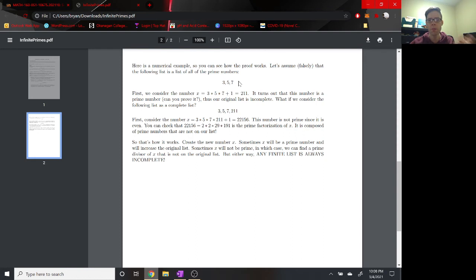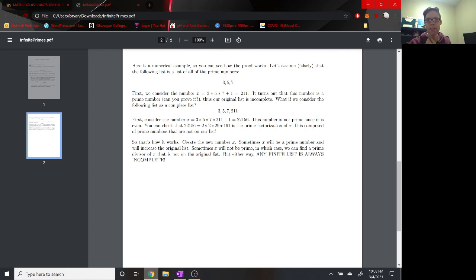I've taken the prime numbers 3, 5, and 7, I've thrown them into the set, and I've kind of pretended that this is the largest possible set of prime numbers. So there are no prime numbers other than 3, 5, and 7. And then, what happens if you assume that this set contains all of the prime numbers? There's one of two things that could happen.